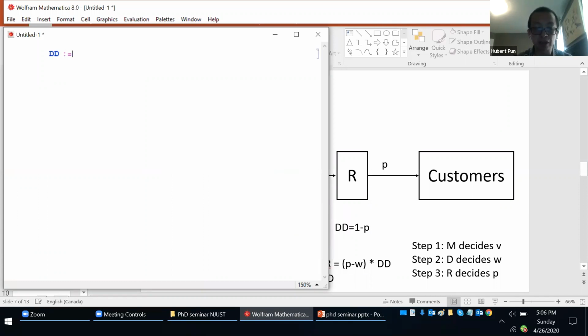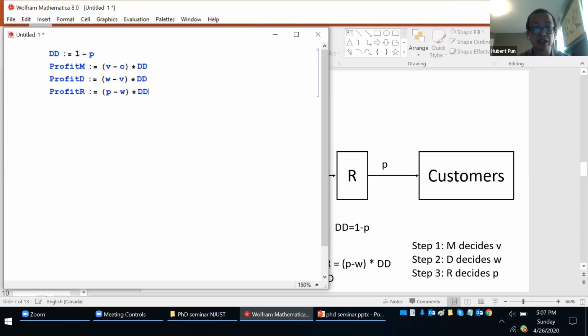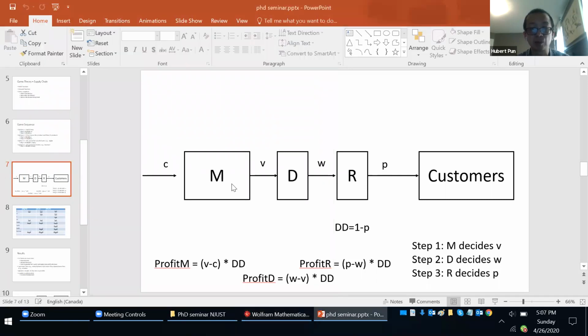So DD := 1 - P, just like what we have done before. Profit M = (V - C) * DD. Profit D, where D is the distributor, = (W - V) * DD. And then profit R := (P - W) * DD. So this is exactly what we have earlier on the slide.